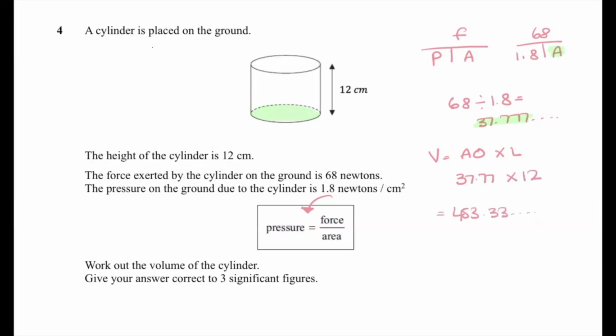And you don't actually need to round at this stage. The 37.777 is on the calculator screen, so all you have to do is hit that times by 12. And then the final answer to 3 significant figures is 453.